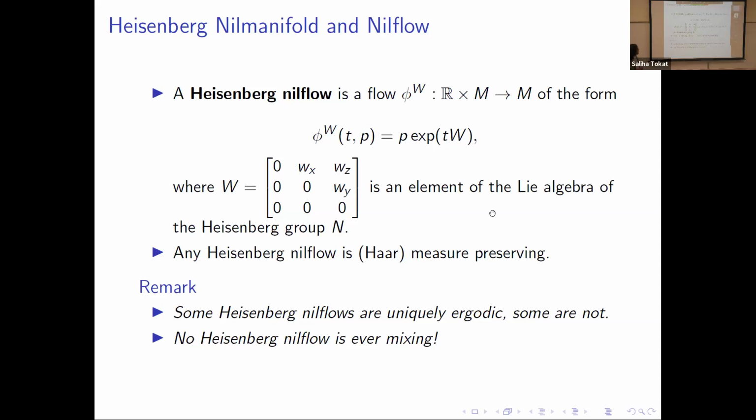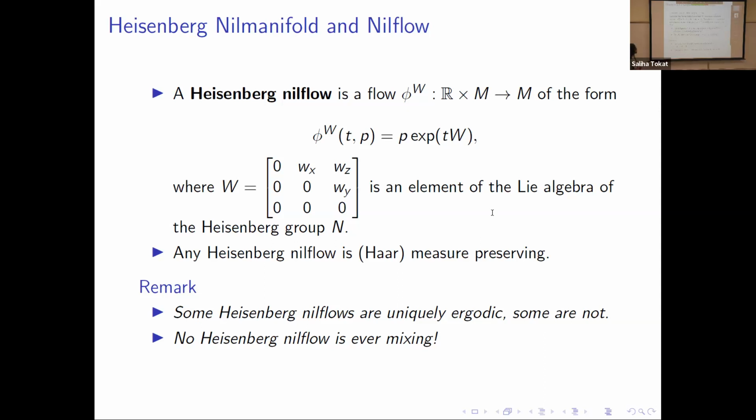And we define the Heisenberg flow. This is the flow phi sub t upper W, where p is an element of M, taking p to p times the exponential of t times W. This W is an element of the Lie algebra of the Heisenberg group. Any Heisenberg flow is measure preserving. Some Heisenberg flows are uniquely ergodic, some are not. And a Heisenberg flow is never mixing.